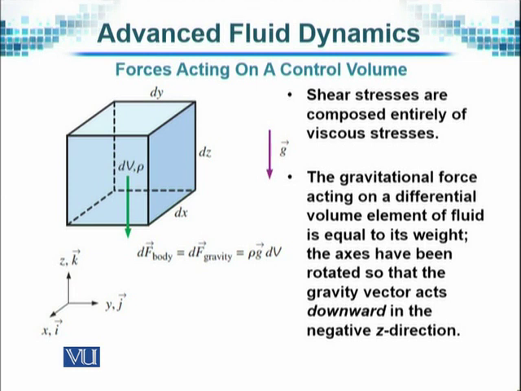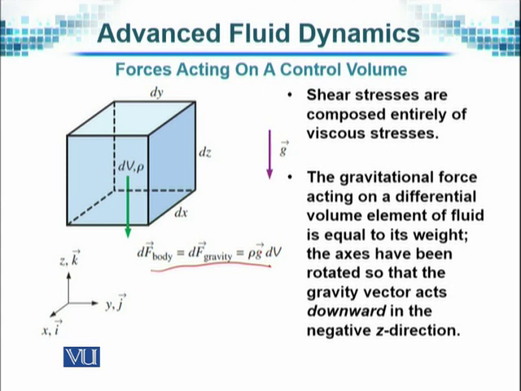The gravitational force acting on a differential volume element is equal to the weight, and the axes have been rotated so that the gravitational vector acts downwards in the negative z direction. This is a small differential volume that we already saw in a control volume, but here it's an enlarged image. Since gravity acts only in the downward direction, as I have mentioned several times, you see only this component that is non-zero, and we have to consider it.